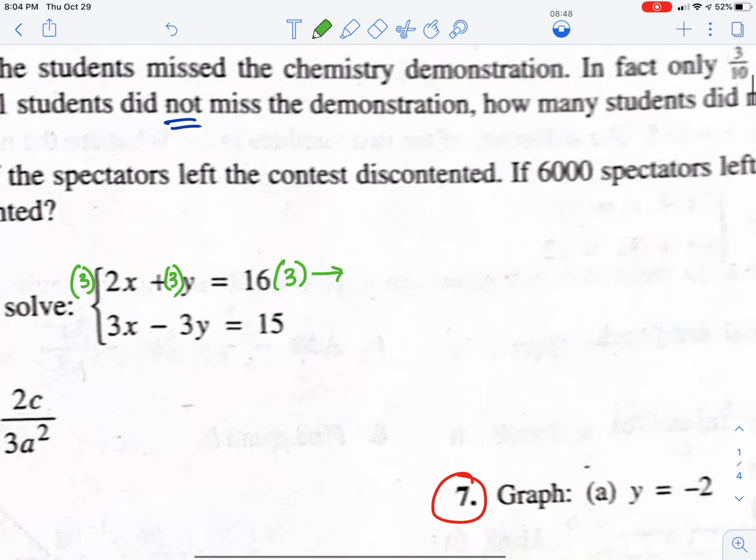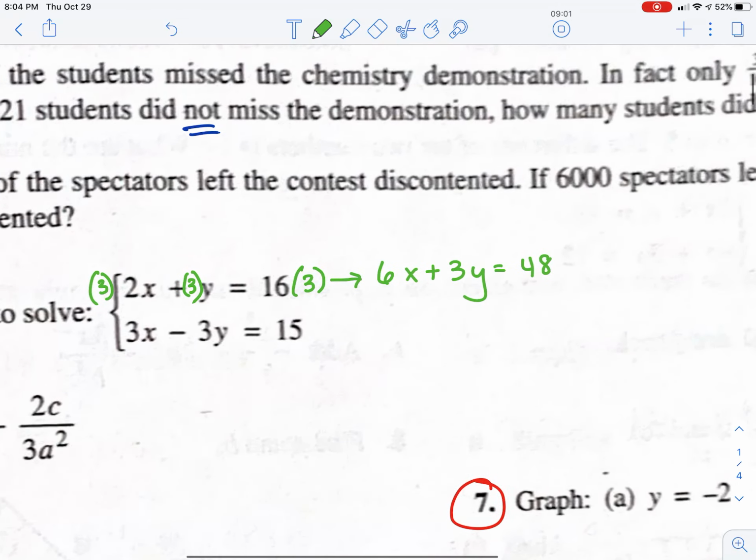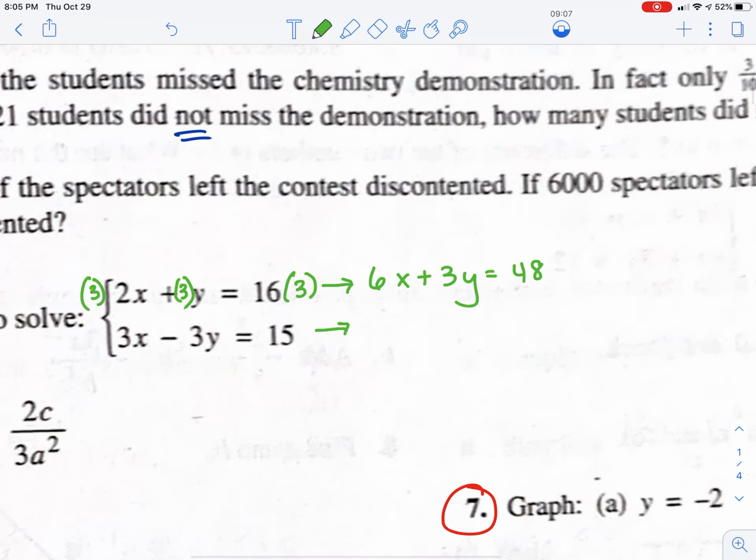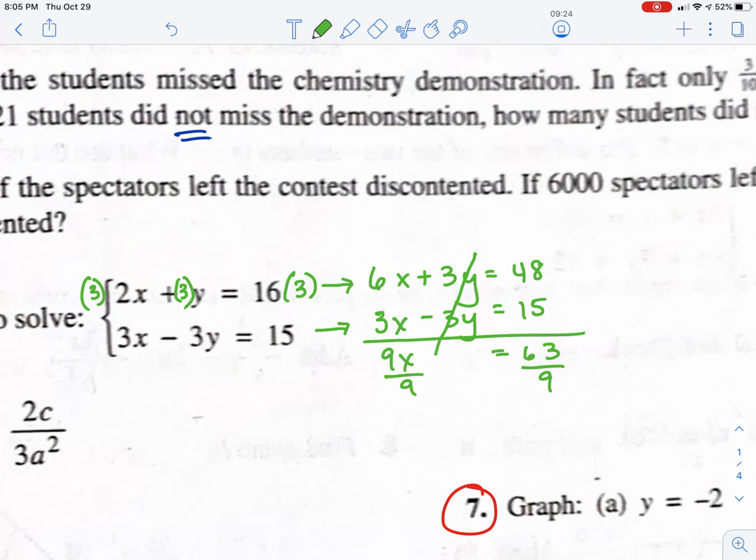We'll keep the equation balanced by making sure that each term gets multiplied by that 3. So we'll have 6x plus 3y equals 48. And then we can just leave this next one as it is. We'll have 3x minus 3y equals 15. Now we're going to put those together. So 3y minus 3y eliminates. I'm going to have 9x equals 63. We divide both sides by 9. I have x equals 7. Okay, so there's one solution.